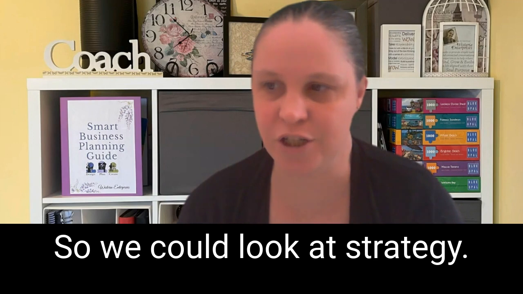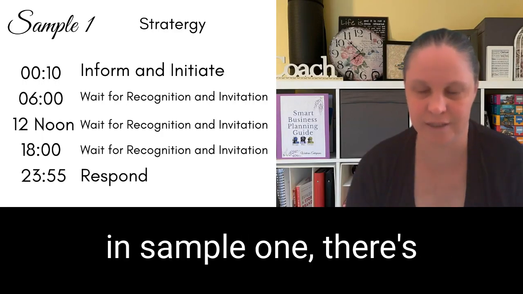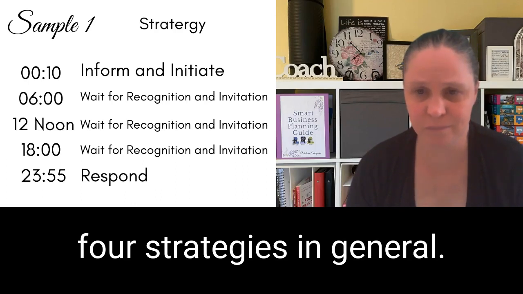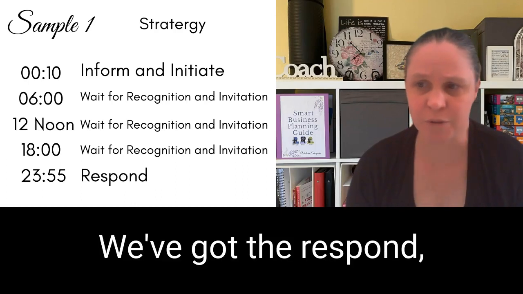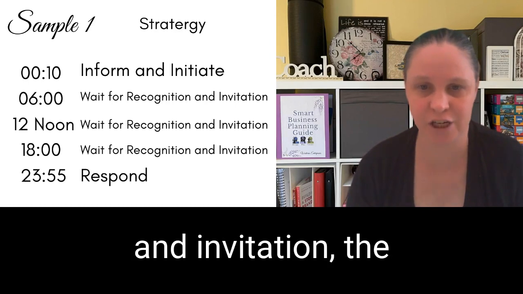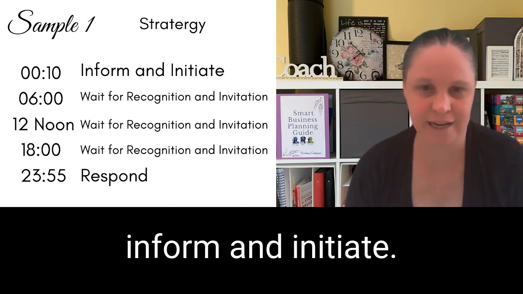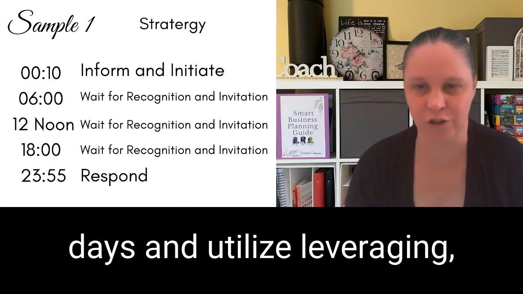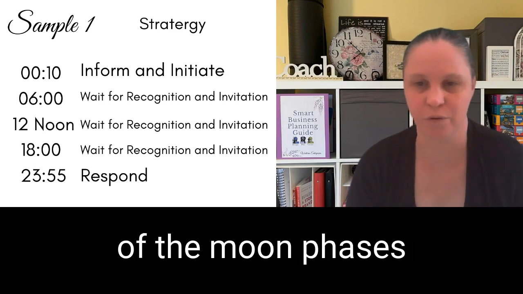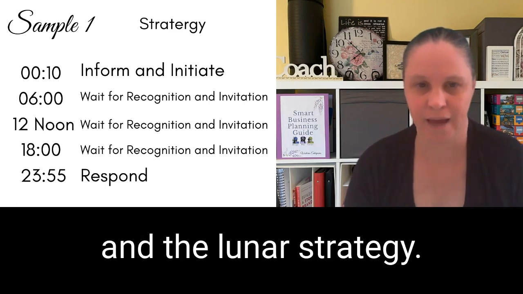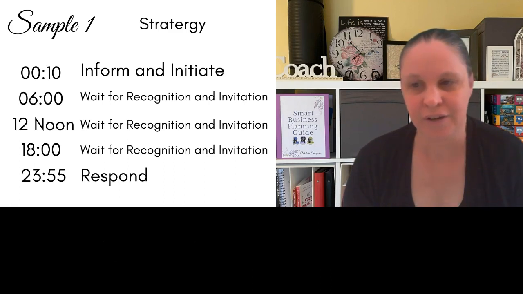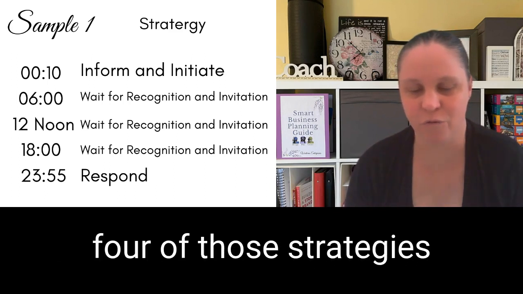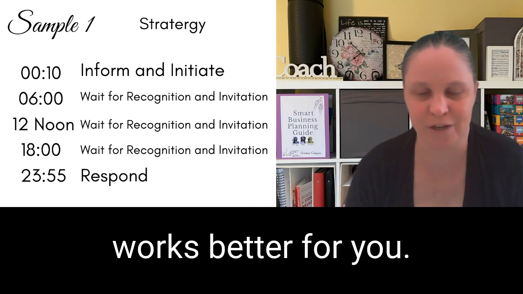So we could look at strategy. There are 4 strategies in general. We've got to respond, to wait for recognition and invitation, to inform and initiate, and then we've got the strategy of waiting the 29 days and leveraging moving through each of the moon phases, the lunar strategy. If you knew nothing about human design and you didn't have your body graph, you could experiment with all 4 of those strategies and decide which one works better for you.